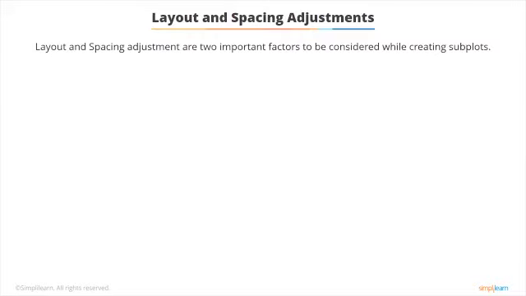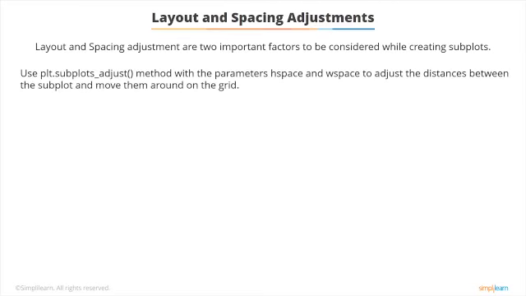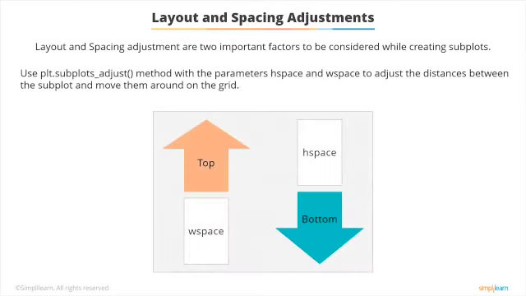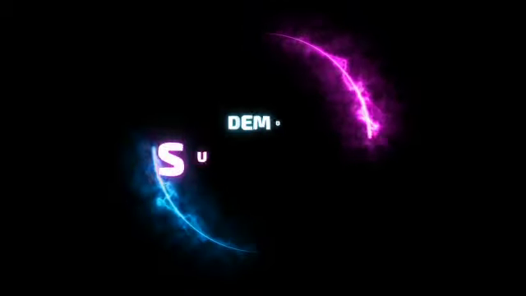Layout and spacing adjustment are 2 important factors to be considered while creating subplots. Use the plt.subplots_adjust method with the parameters hspace and wspace to adjust the distances between the subplots and move them around on the grid.